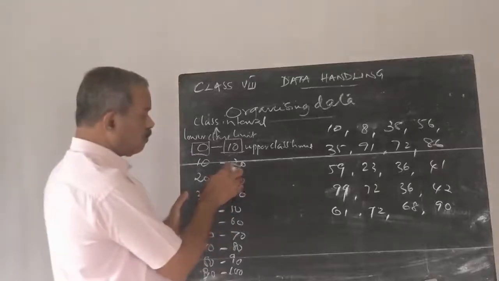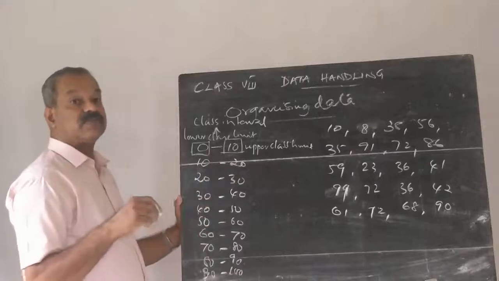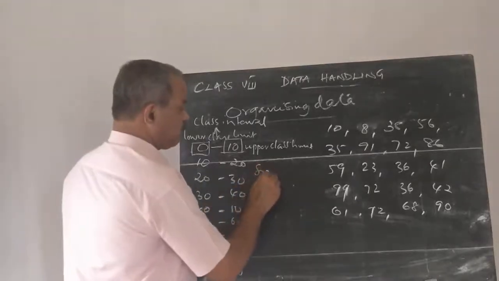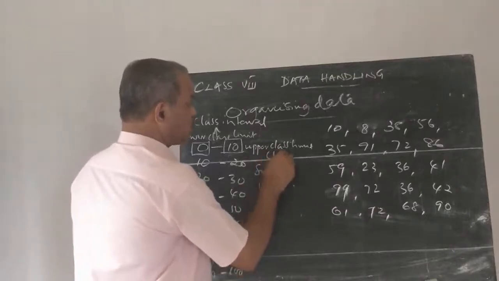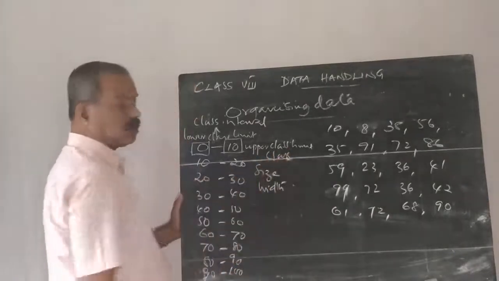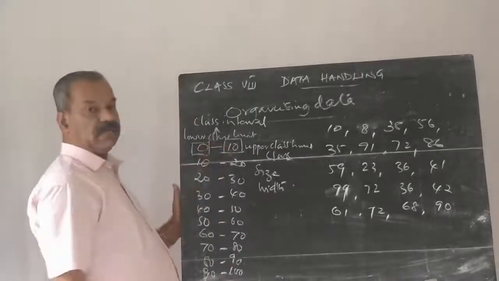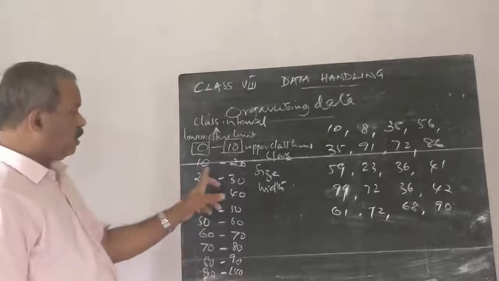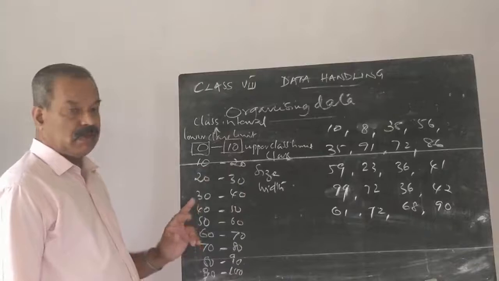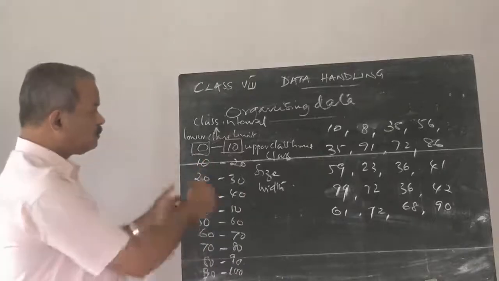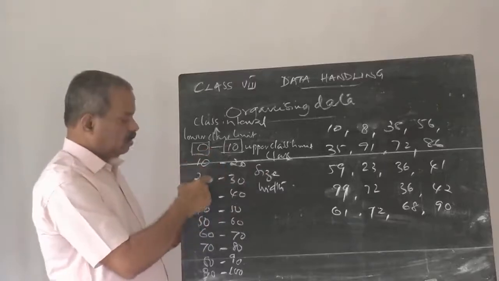The number of scores included in each class interval is called the width of the class, or size of the class. Class size or class width. What is the class size of this class interval? 0 to 9, 10 scores. Here 10 to 20 means 10 to 19, 20 is excluded. So 10 scores. So the size of the class interval is 10 here. Here also 10, all these.